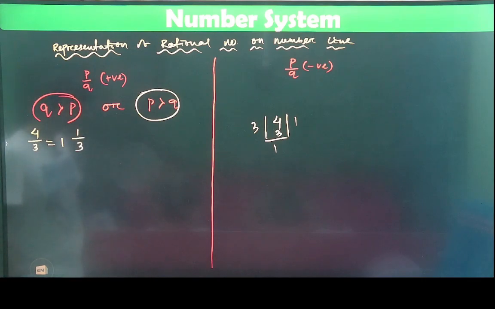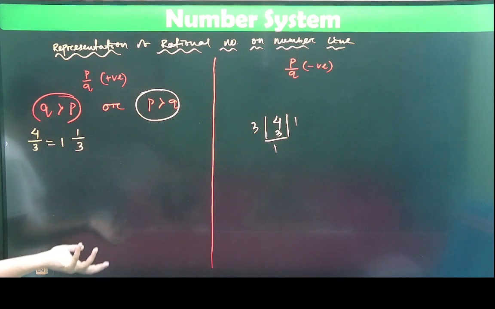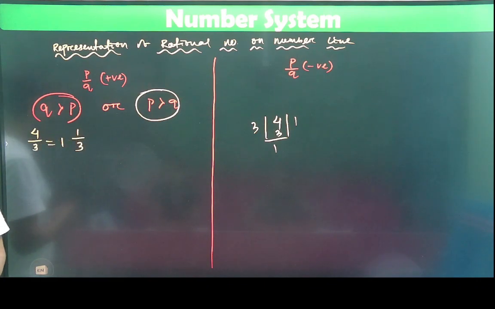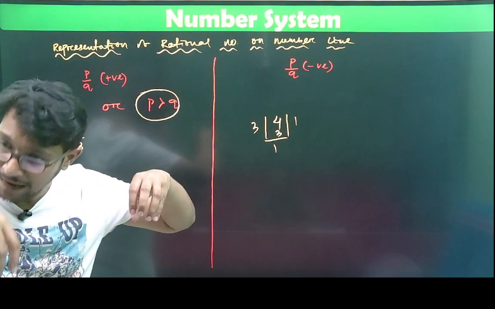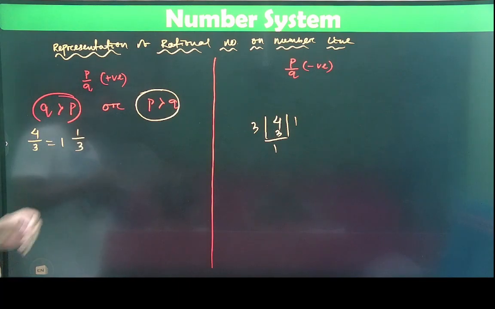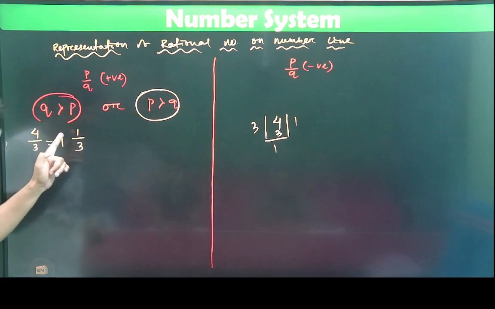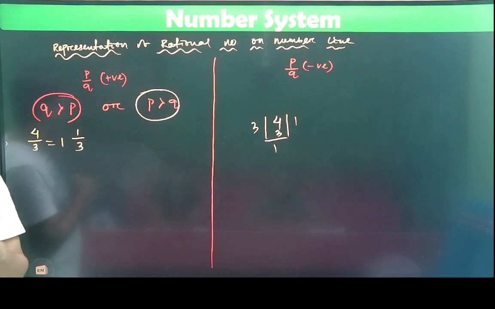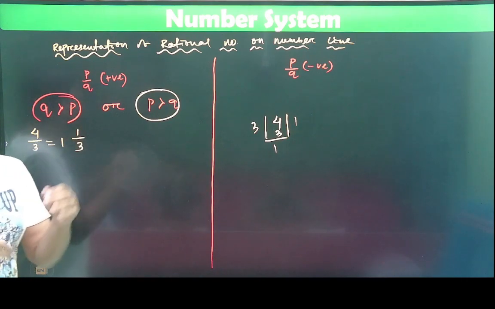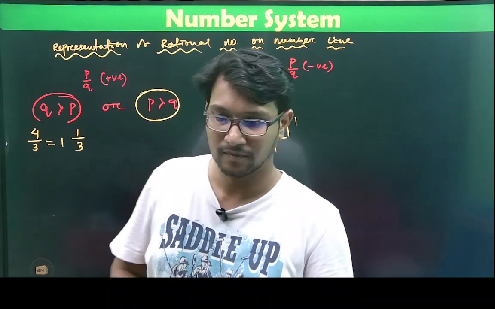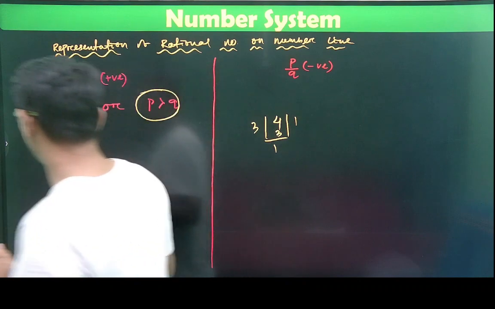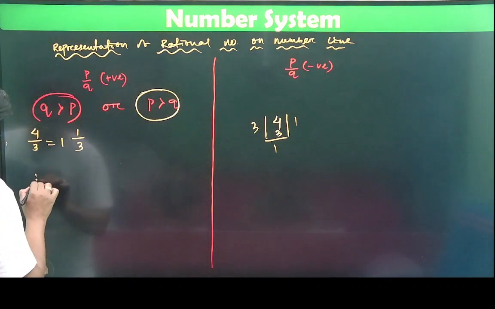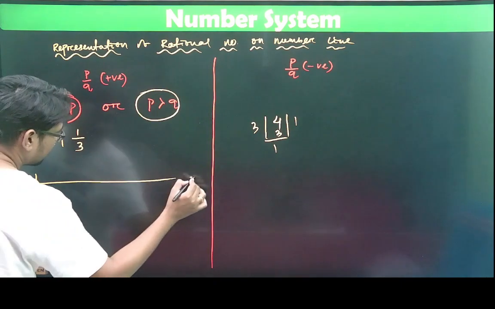This is an improper fraction which can be written as a mixed fraction, 1 whole 1 by 3. 1 is a whole number and 1 by 3 is a part. So 4 by 3 is greater than 1 but less than 2. Hence, it is coming between which two numbers? Very good. Is this clear? It is coming between 1 and 2. Hence, we are going to draw a line.